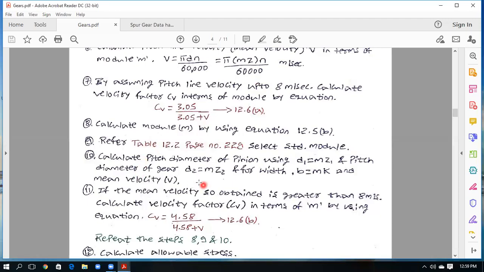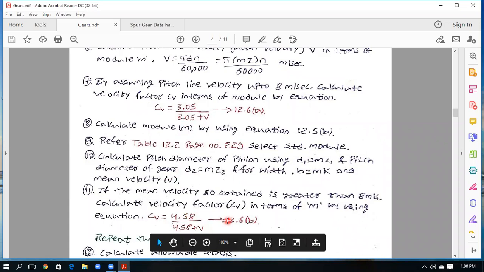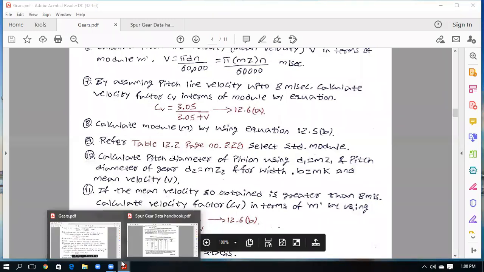After that, calculate the pitch diameter of the pinion and the pitch diameter of the gear. After that, the face width. And whatever V value we get, if it is less than 8 it is satisfied. In some cases, you might get a velocity greater than 8 meters per second. At that time, you need to take the next CV value, the velocity factor for velocities greater than 8. I will show that in the data handbook.